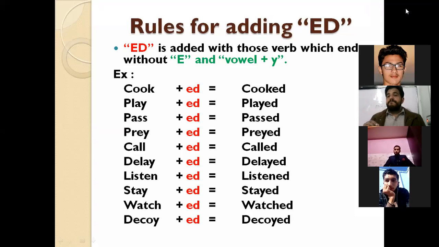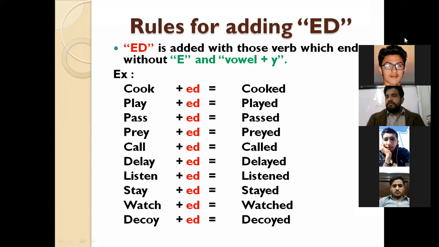Without any other letter, you will add ED at the end of it. Or if the verb ends without E and then finishes with vowel plus Y, you will add ED at the end of it.